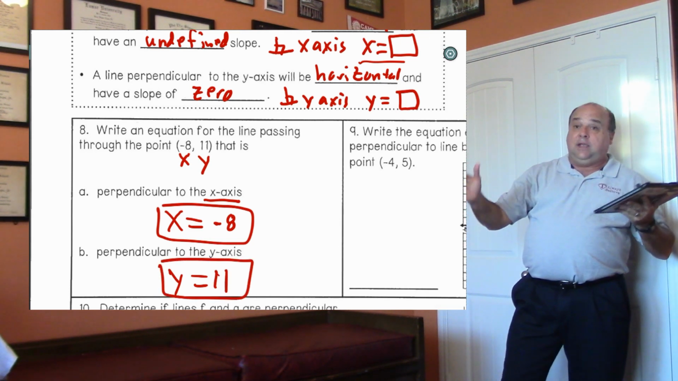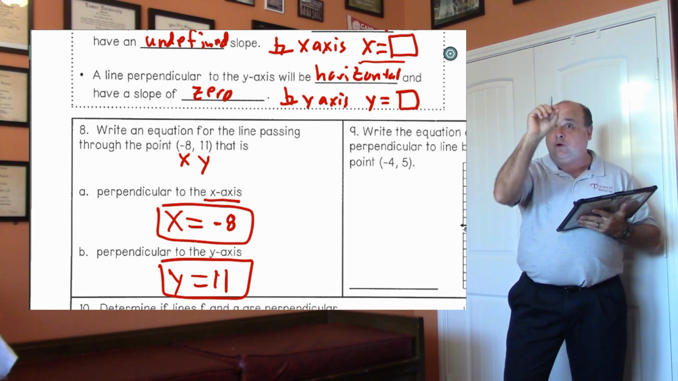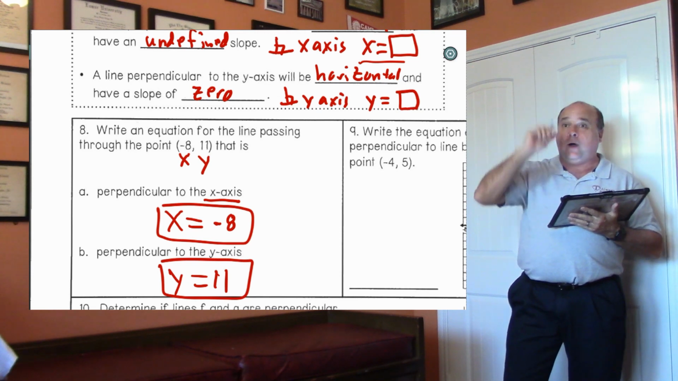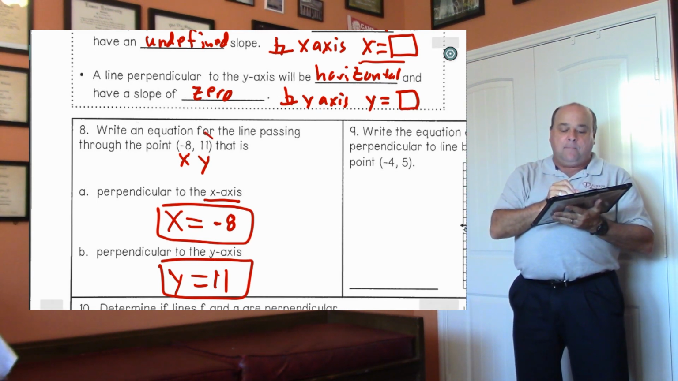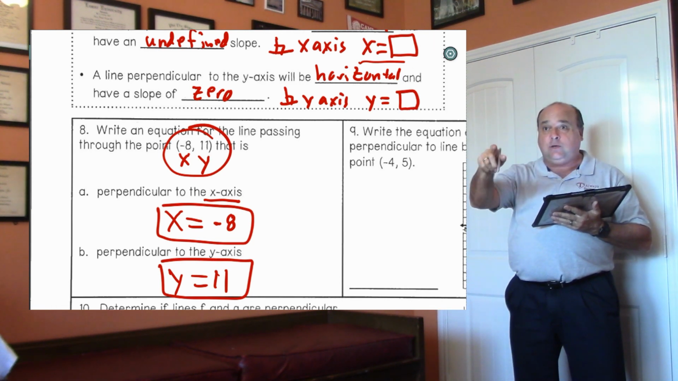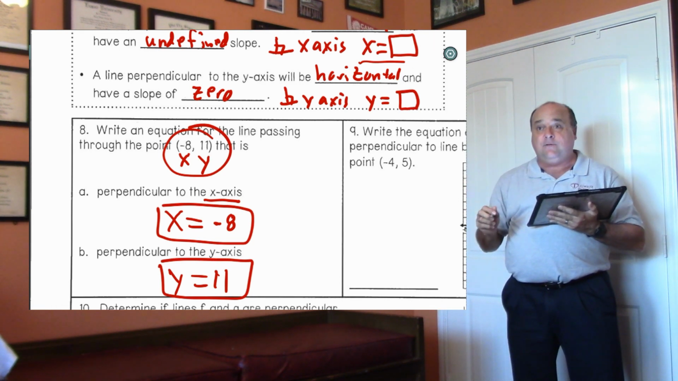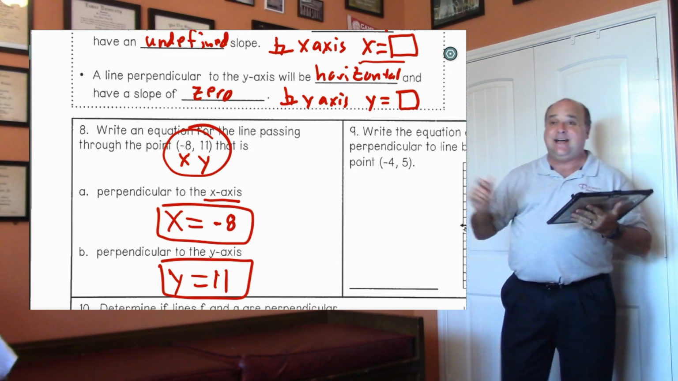Okay, so if it's a line, if it's vertical, it's going to have x equals your x number. If it's flat, it's going to have y equals your y number every single time. It's not that hard. Make sure you're labeling your point. The answer has to be either x equals -8 or y equals 11, if it's vertical or horizontal, every single time.